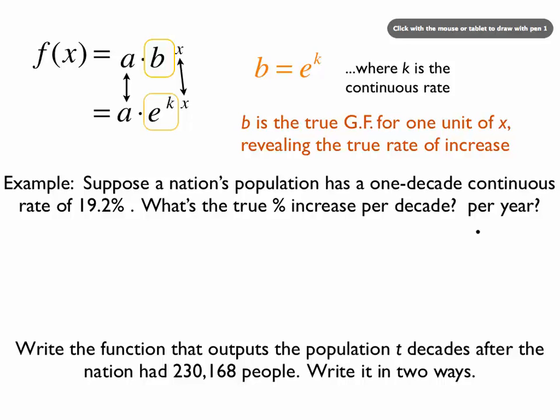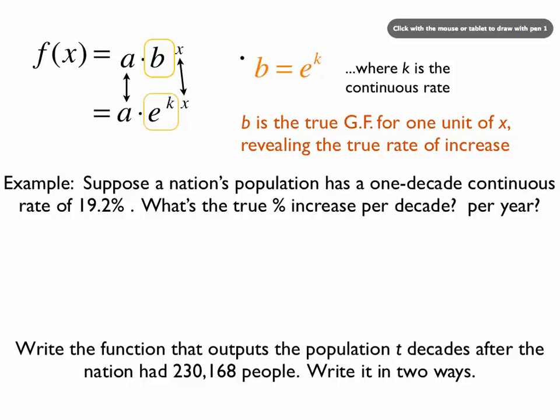B is the same as e to the k. K is called the continuous rate, and B is the true growth factor. So notice, K is a rate. It's like an APR rate. We call it the continuous rate. B is not a rate, it's a growth factor. It's the true growth factor, the centerpiece of exponential growth.